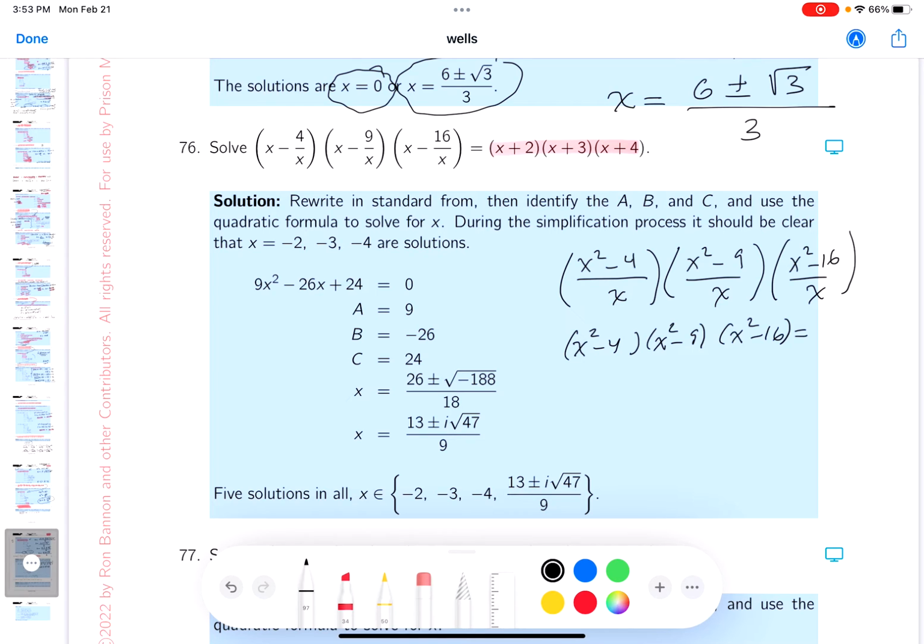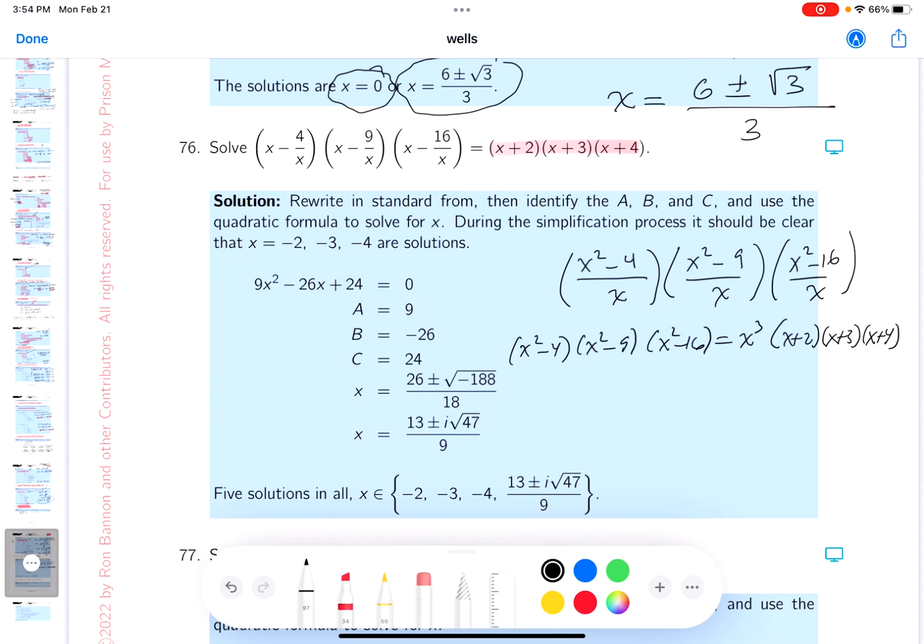equals x cubed times, you know what? I'm running out of room. But I think you know what it's going to be. I got to erase it. I apologize, I ran out of room. Let's write that down. x squared minus 4, x squared minus 9, x squared minus 16 equals x cubed. And then we get here x plus 2, x plus 3, x plus 4.